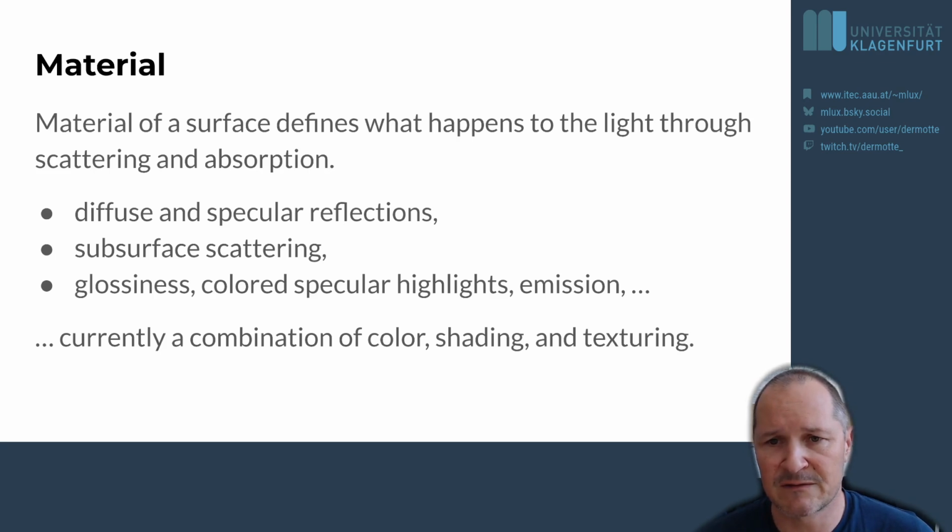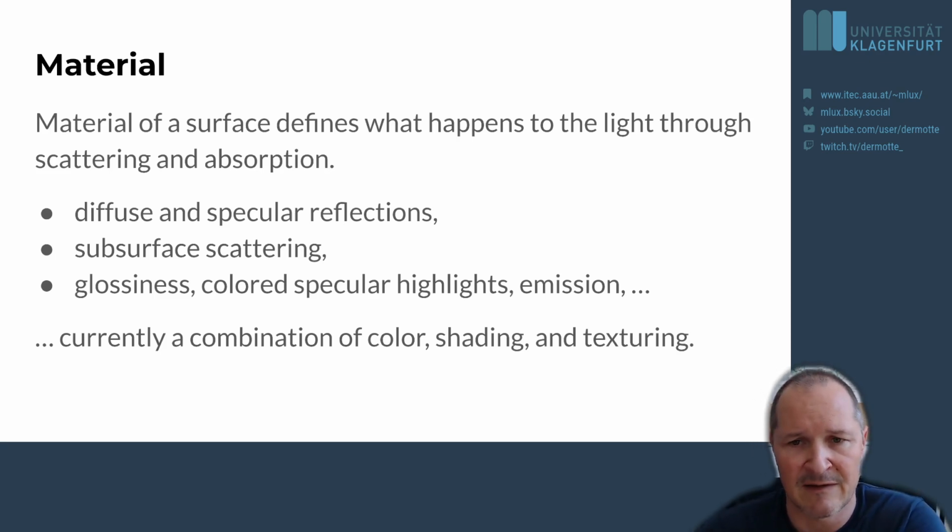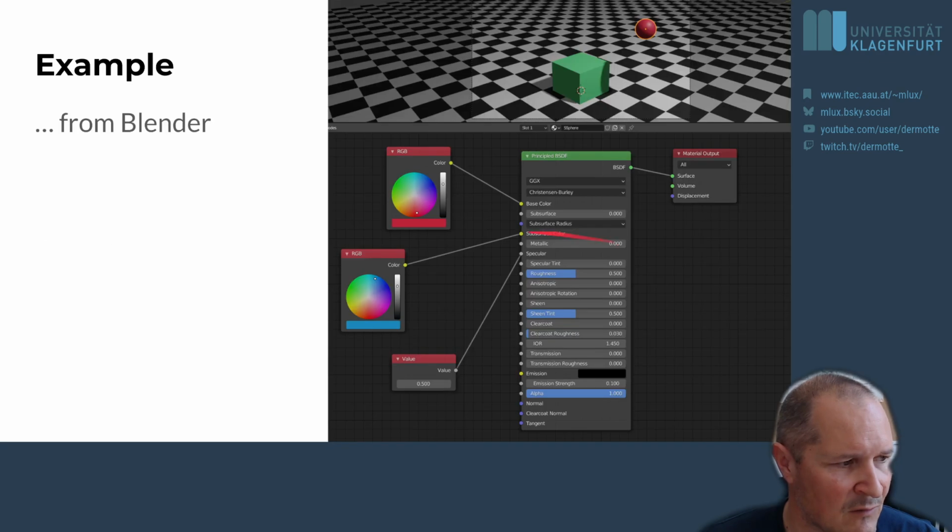This is currently a combination of color, shading, and texturing. Image textures are limited to what you put in, and at some point the image is not enough anymore if you go in deep. Shading color can do more, and of course procedural textures can do more. But making these materials is an art on its own.